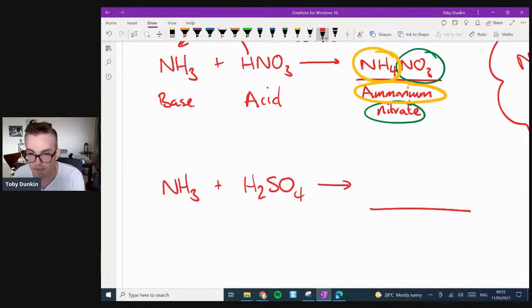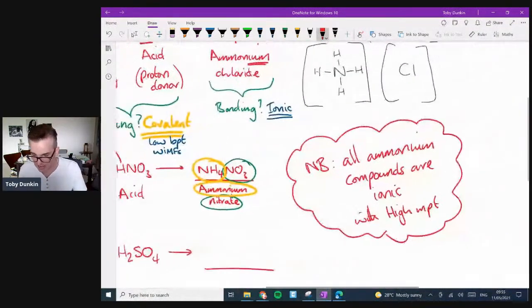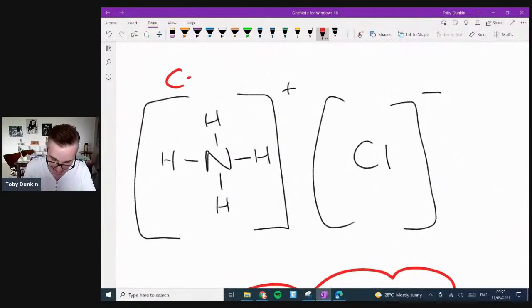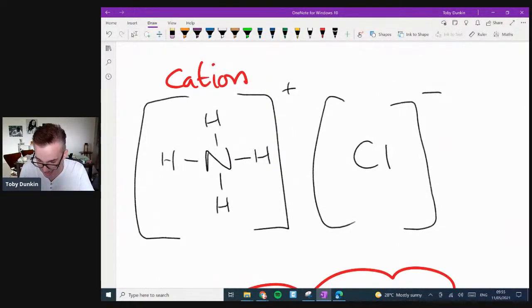Oh, it's because the NH4 is a cation. Yes, Owen, absolutely right. This is the cation. Yes, well done. And this is the anion.